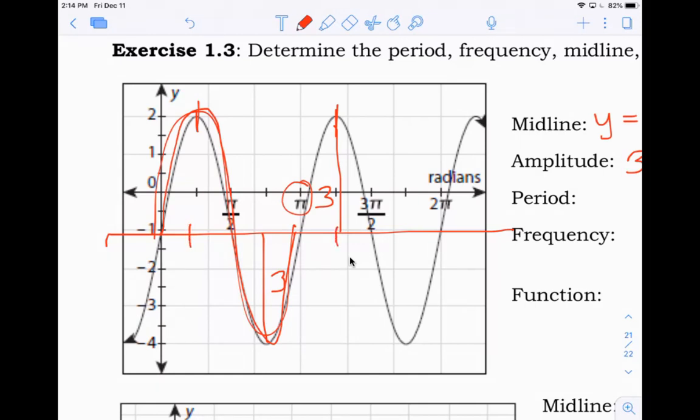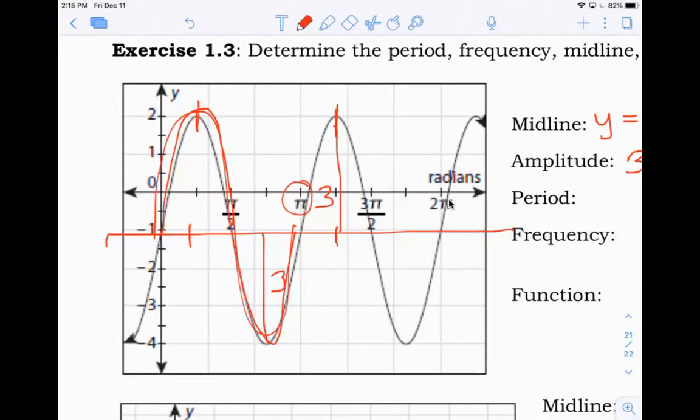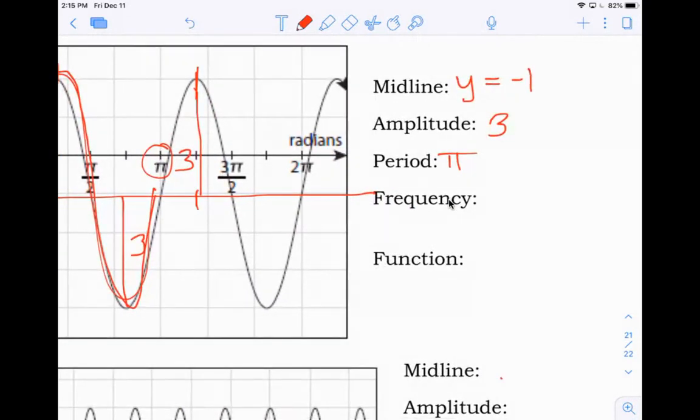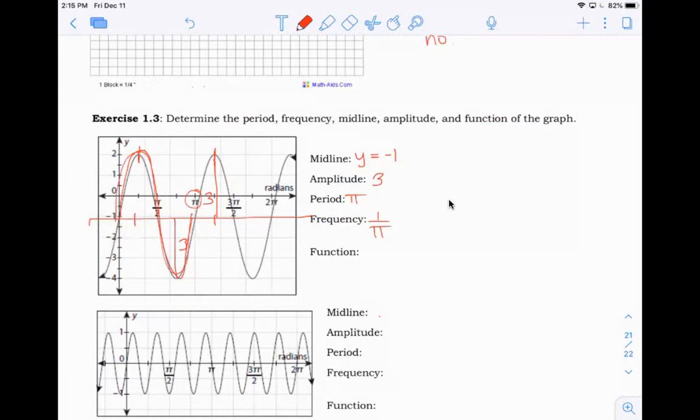I call that pi over 4 to what? 5 pi over 4? But again, pi over 4 to 5 pi over 4 is the same thing as pi. So either way, we end up with a pi period, which means the frequency would be 1 over pi. Okay, now that's all fine and dandy. So now we have to come up with a function.